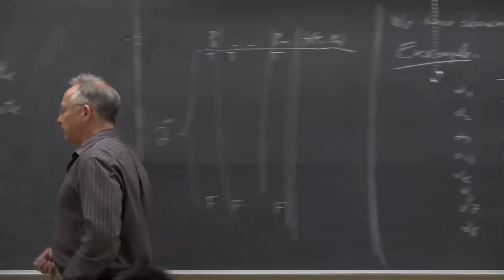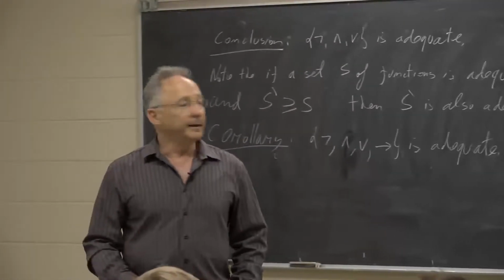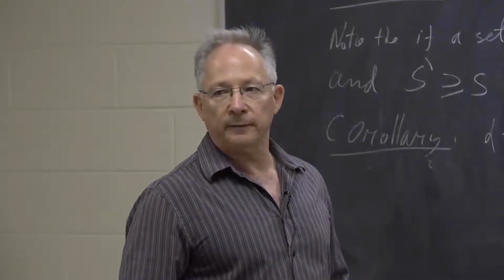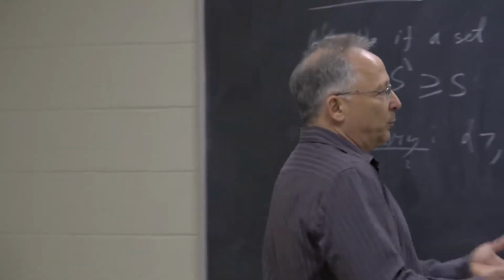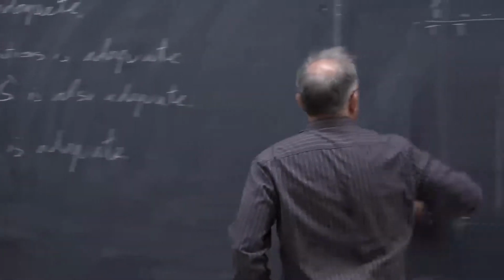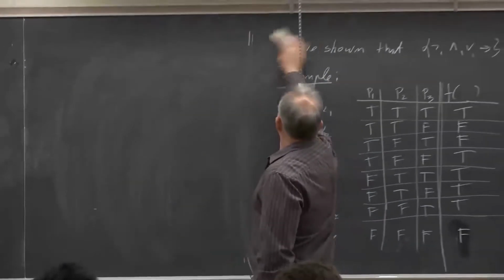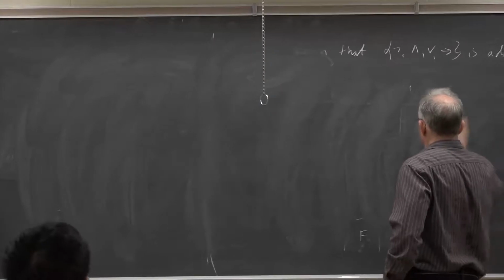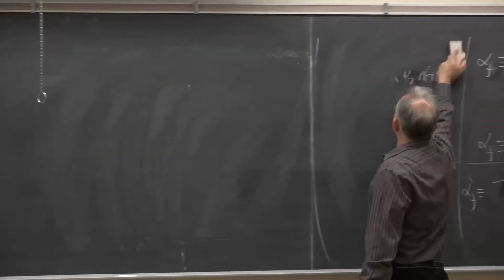So let us play with this a little bit. Two things we want to show. I want to show you that there are even smaller systems which are still adequate. And I want to show you that some systems are not adequate. So we want to have tools to be able to check whether a given system is adequate or not. So let's now, after we saw a positive result, let's see a negative result.